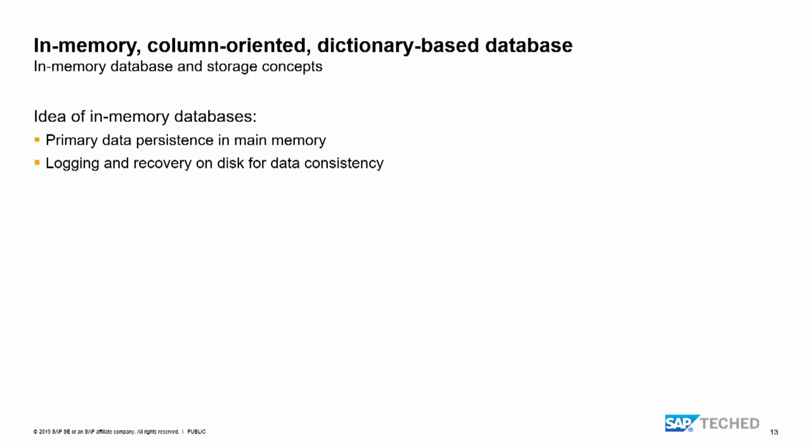OK, let's come to databases. And we start with what is an in-memory database and what storage concepts are there. I guess most of you know that. But in-memory databases more or less means your primary data persistence is in main memory. So every processing happens in main memory. The data is loaded from disk into main memory and only processed there. We still need a disk, but only for data consistency, for logging and data recovery and so on.